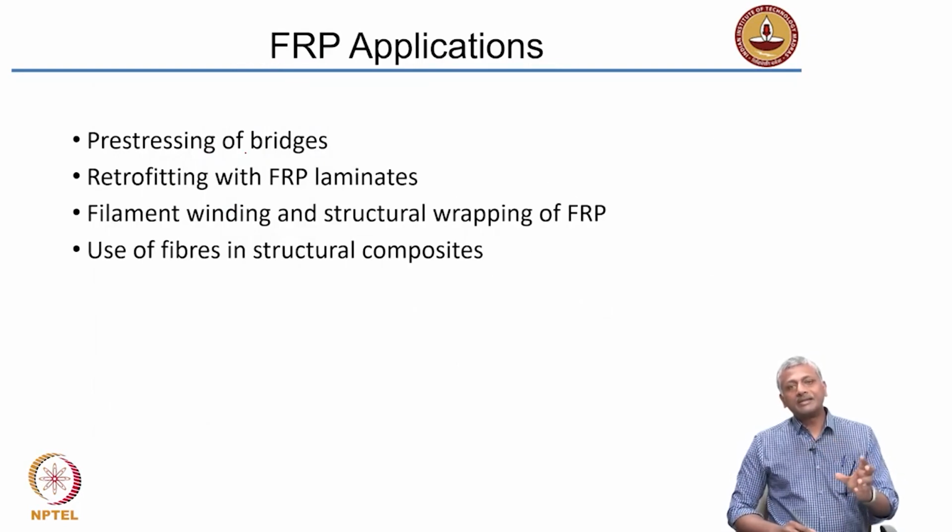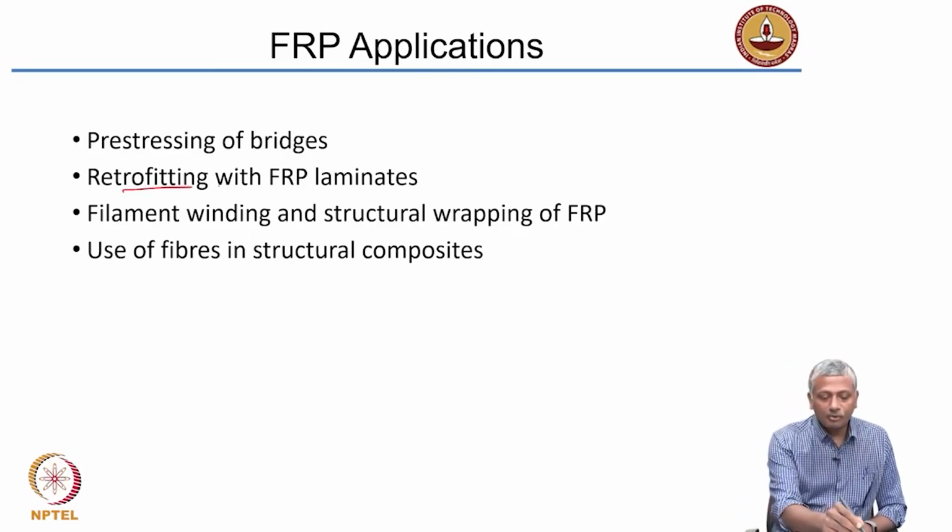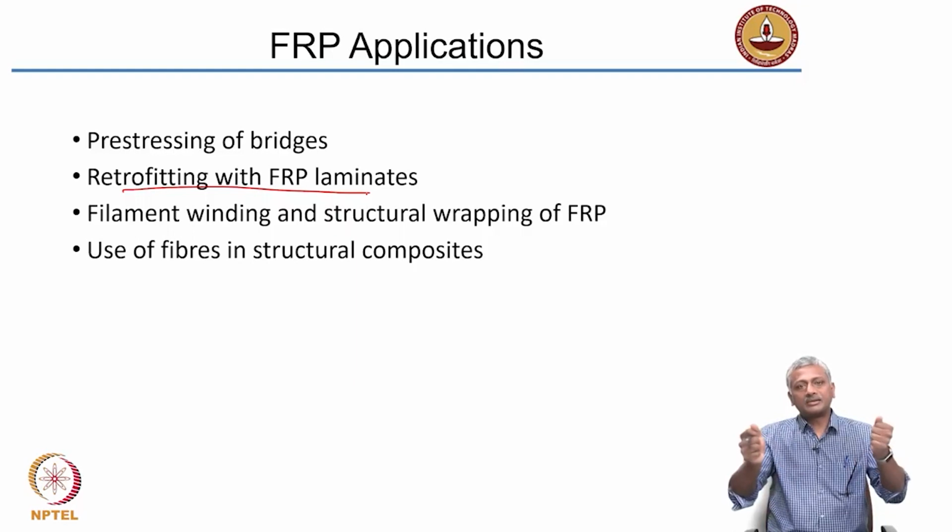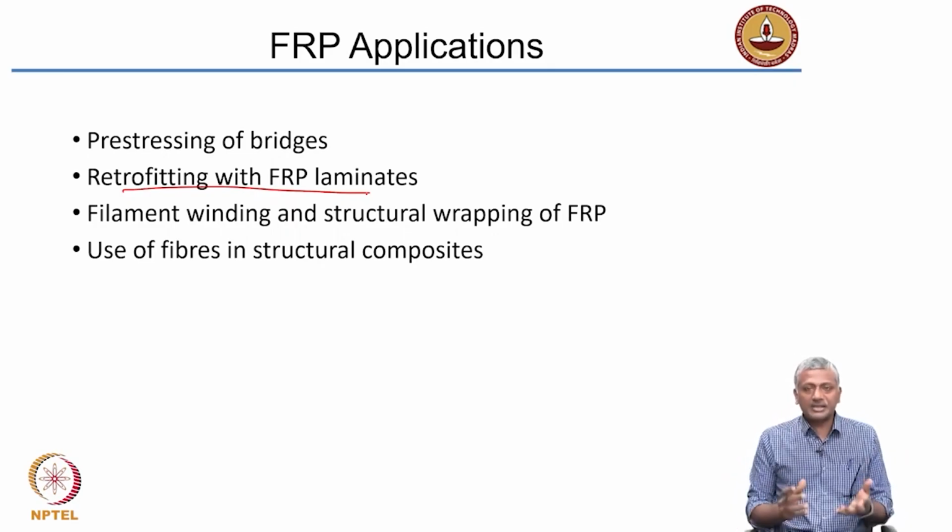Now, given that its use as a reinforcement could be highly limited, other applications of fiber reinforced plastic have come about. One of the common applications is the pre-stressing of bridges, but more commonly you have retrofitting with laminates of fiber reinforced plastic. Please remember, laminate basically means several sheets of fiber embedded in plastic, in different directions. So you get a composite which is much stronger because it has fibers aligned in all kinds of directions. So, these are laminates.